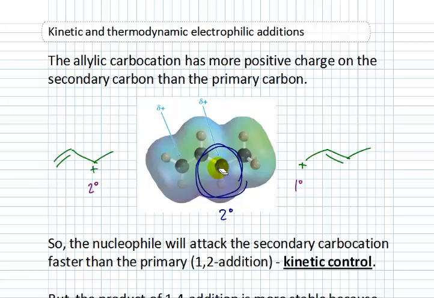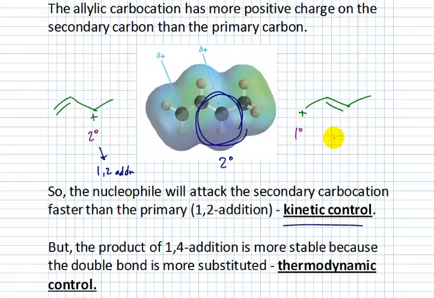So if we cool it down, and only the very fastest thing happens, only the thing that, based on this intermediate right here, is the easiest to happen, then we're under kinetic control, and we end up with the bromine attached to that secondary carbon. That will end up giving us 1,2 addition, which is kinetic control in this case.